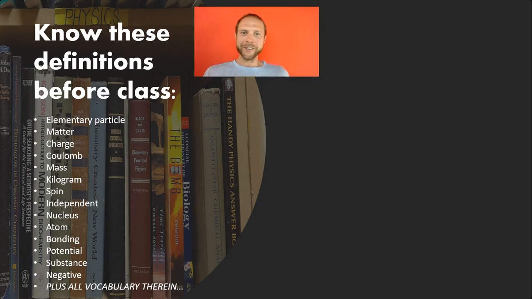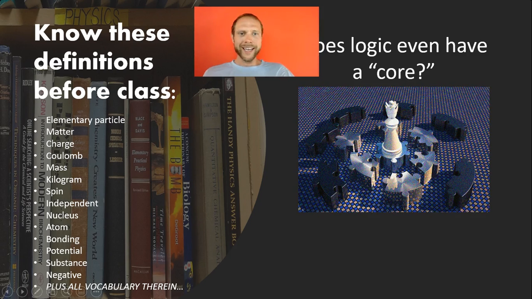If you wanted to understand electronegativity the logical way, you need to know the definitions of elementary particle and matter and charge and Coulomb and everything on this list. And if you looked up those words, they'd have other vocabulary words in them. It's logic stacked on top of logic, stacked on top of logic, and it does get there. And yet, is it the best approach to connect with a K-12 learner?